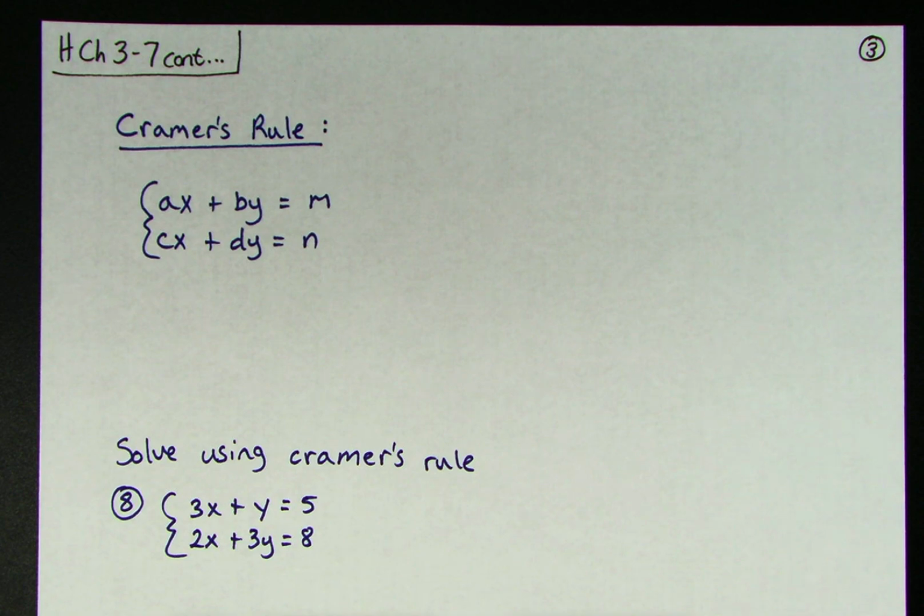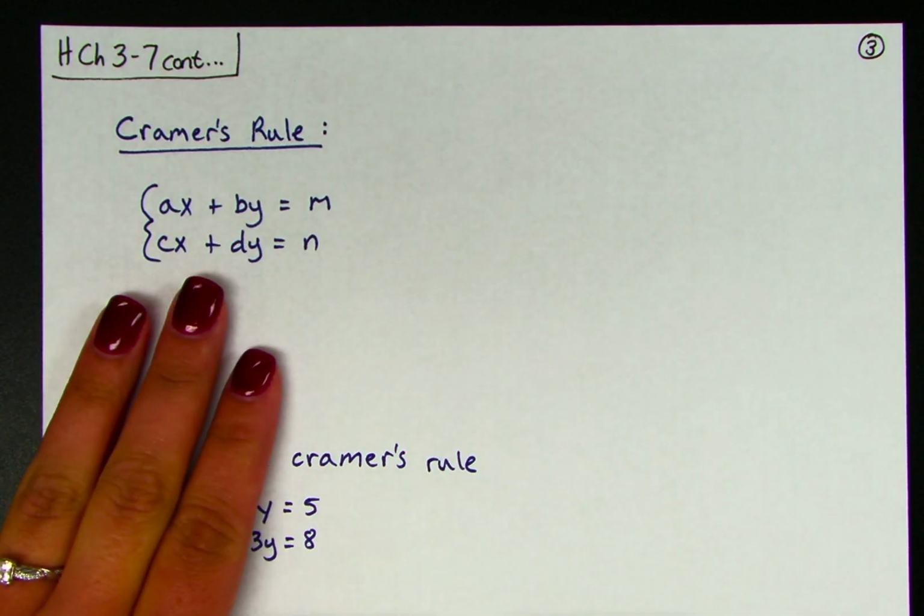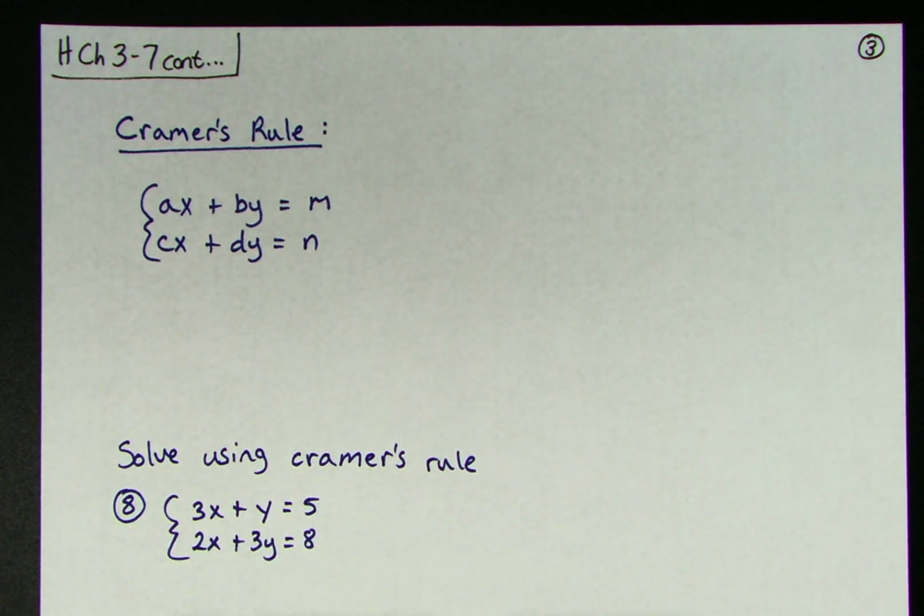Now that we know how to calculate our determinants, we can apply that to solving systems of equations using Cramer's rule. So these systems, we've already talked about how to solve by graphing, substitution, and elimination. So this is just another method for solving those same types of problems that we did in our previous chapter.